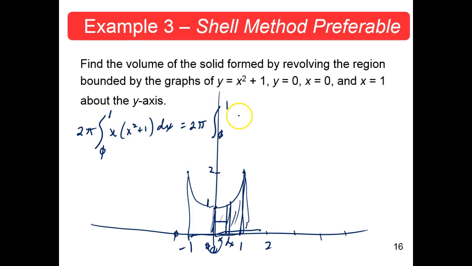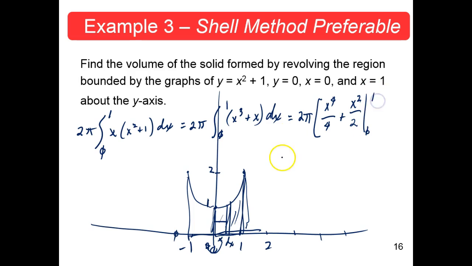Multiply through there. What does that give you? X cubed plus x dx. Now you do your antiderivative. That's 2 pi times x to the 4th over 4 plus x squared over 2, evaluated from 0 to 1.